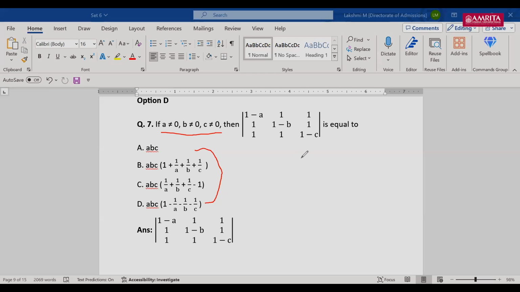It's a very simple direct question. You want to find out whether the value of it is ABC, or ABC multiplied by 1 plus 1 by A, 1 plus 1 by B plus 1 by C, or is it something like ABC into 1 by A plus 1 by B plus 1 by C minus 1, or is it the opposite of option B, that's ABC into 1 minus 1 by A minus 1 by B minus 1 by C.